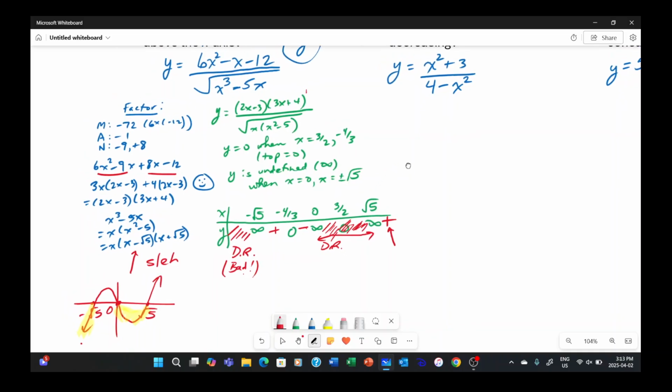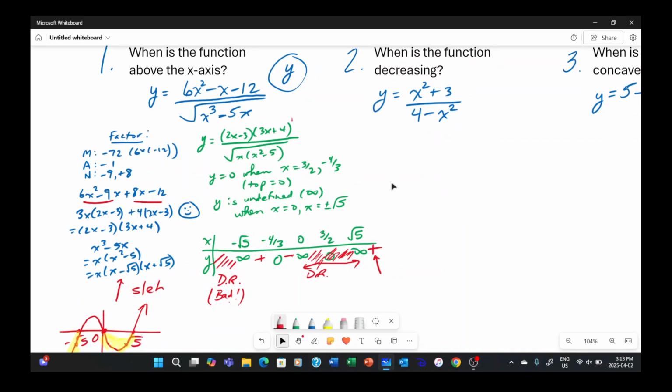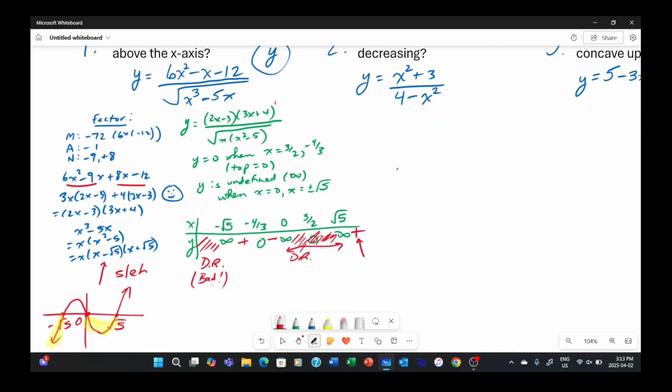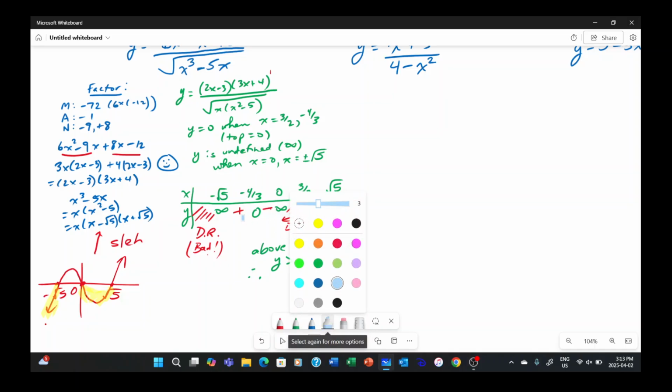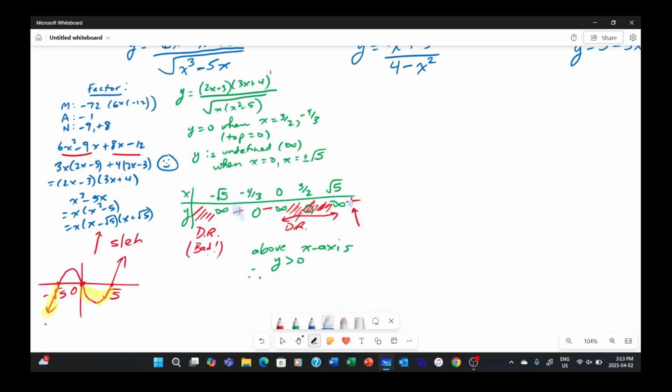We have done a bit of work. It's asking us, when is it above the axis? So to make our conclusion, you have to always go back and ask what the question was asking you. So it's asking you, when is it above the x-axis? That means y must be greater than 0. Therefore, you're looking for the plus signs in your chart, and the plus signs in your chart are found here and here. And just to be consistent here, I'm going to put an arrow here. Those are the two sections we're looking for.